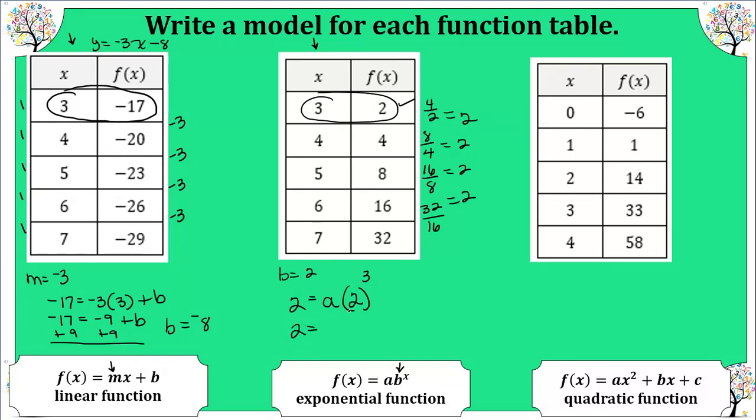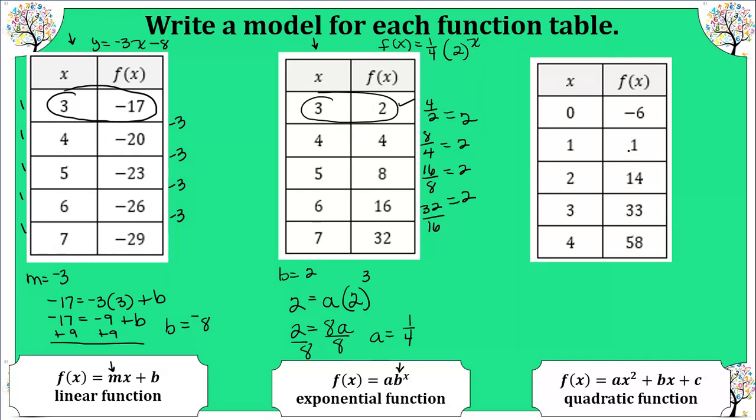Now we're going to solve for a. 2 to the 3rd is 8. So we have 8a. We're going to divide each side by 8. And the a value is 1/4. So our equation is f of x equals 1/4, the a value, times our multiplier of 2 raised to the x.